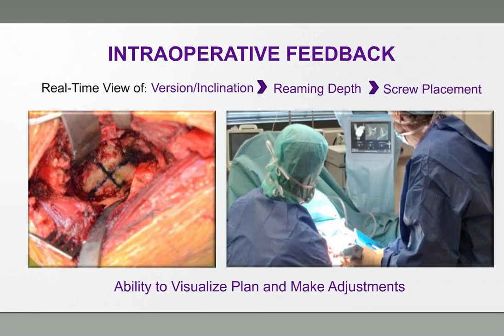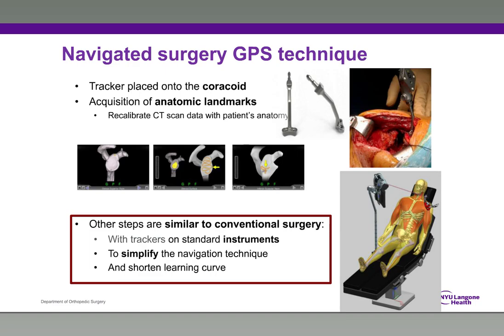So, with this loaded into the computer, I can utilize the preoperative plan intraoperatively by acquiring the different points. It can allow me to determine version, inclination, placement on the glenoid, how much to ream, and in the case of reverses, allow me to place the screws at an optimal position.